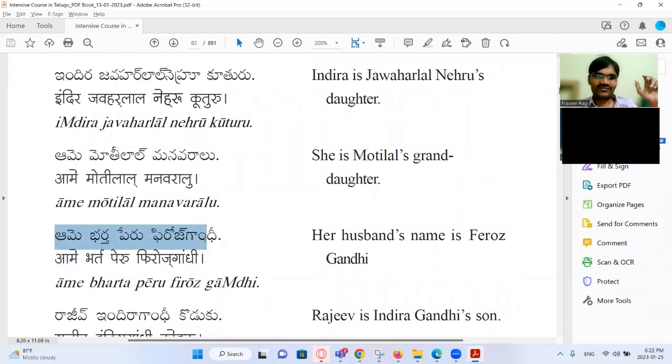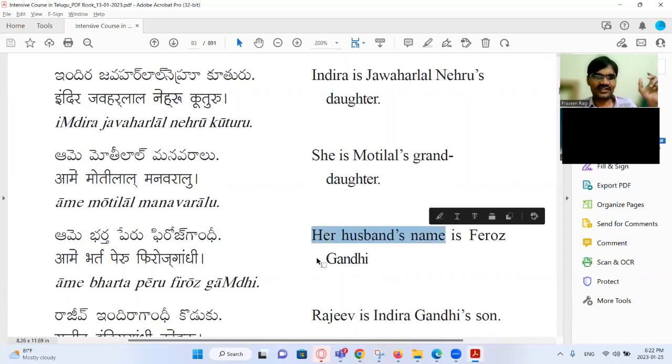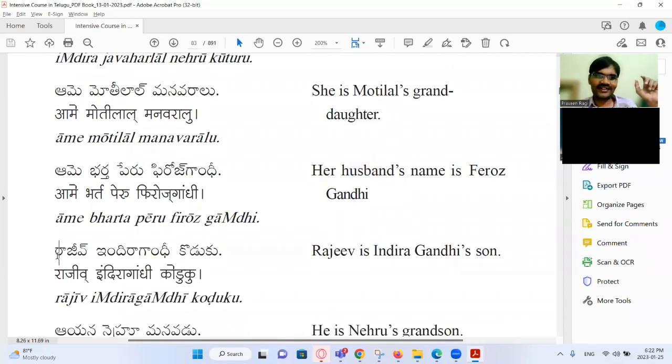Okay, can you read this sentence? Ame bharta peru Firoz Gandhi. Okay, Firoz Gandhi. Okay. Her husband's name is Firoz Gandhi. So here the new vocabulary is husband. Husband means bharta. Husband's name means bharta peru. Okay, read this one.